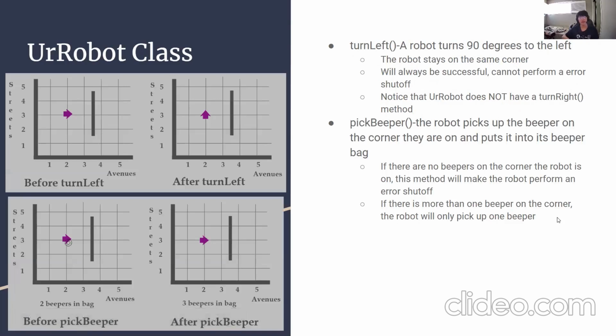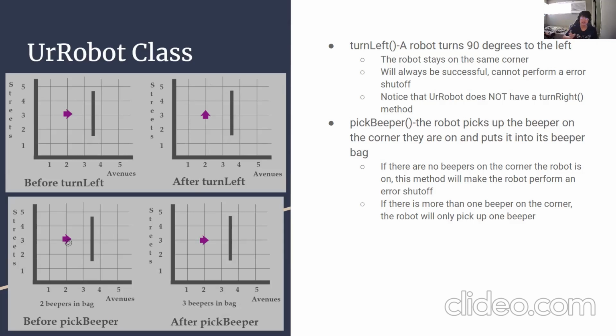Now, two more methods. Turn left. A robot basically just turns 90 degrees to the left. So the robot stays on the same corner, and what a corner is, is the intersection between a street and an avenue. So it's all of these dots right here, these intersections. They're all the places that a robot can move to. So the robot stays on the same corner, and one thing to know about this is that it cannot perform an error shutoff.